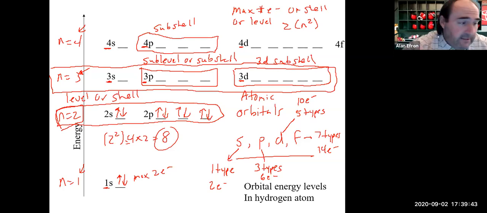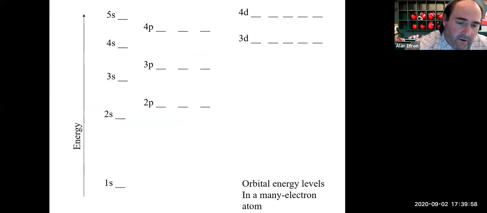What actually happens to those shells and subshells as we put more than 1 electron in is there's a switch that occurs. Just for reference, you can see everything looks equal. When we get more electrons involved than 1, they're no longer equal. And what that affects is the order in which electrons would go in.